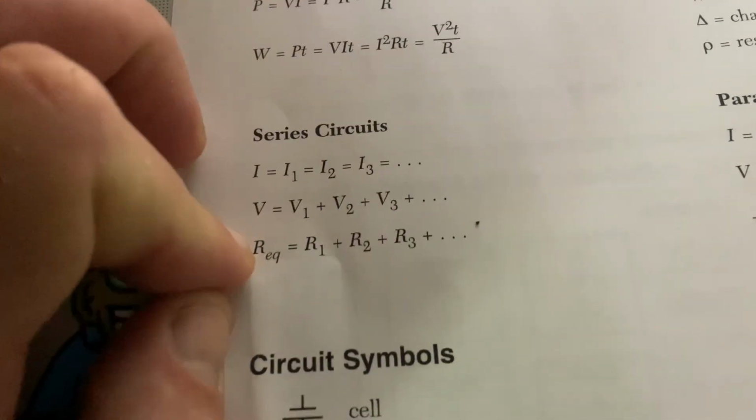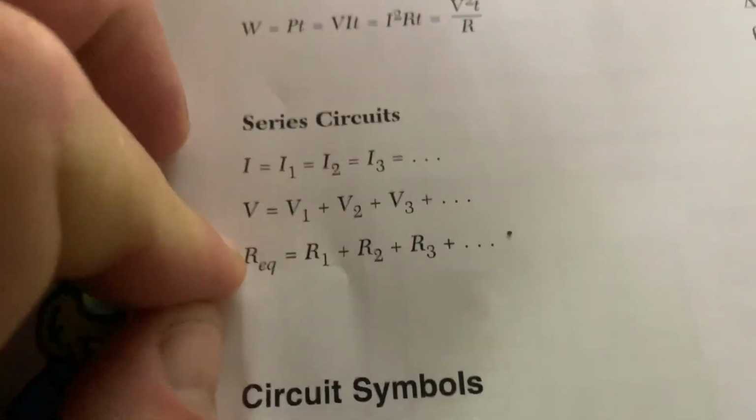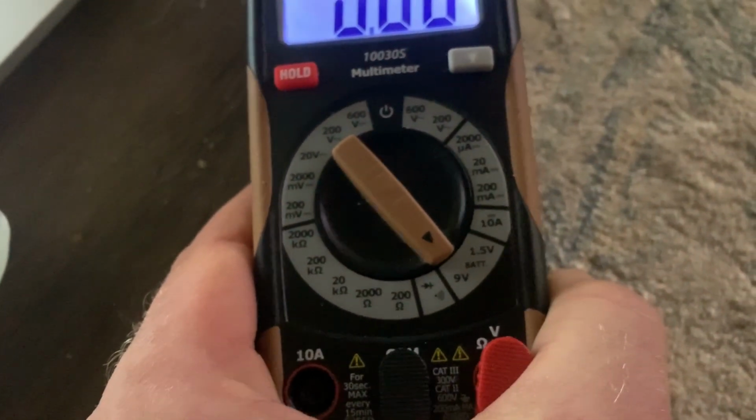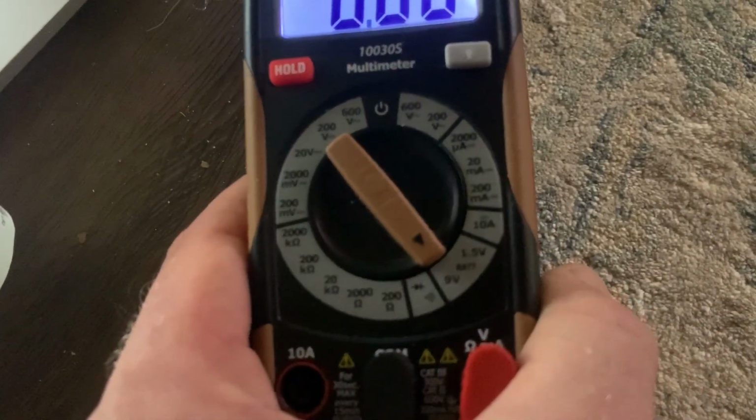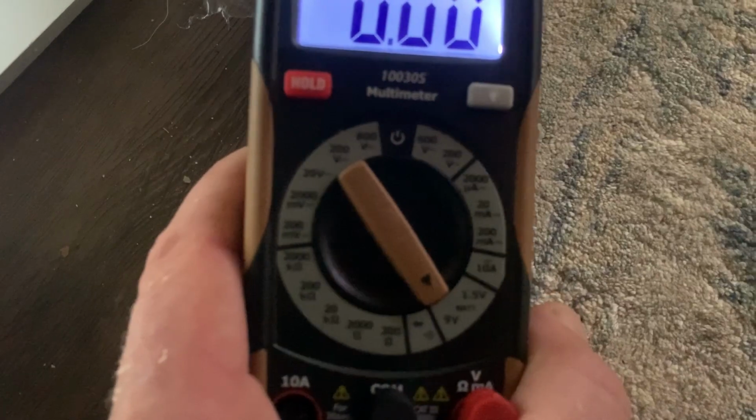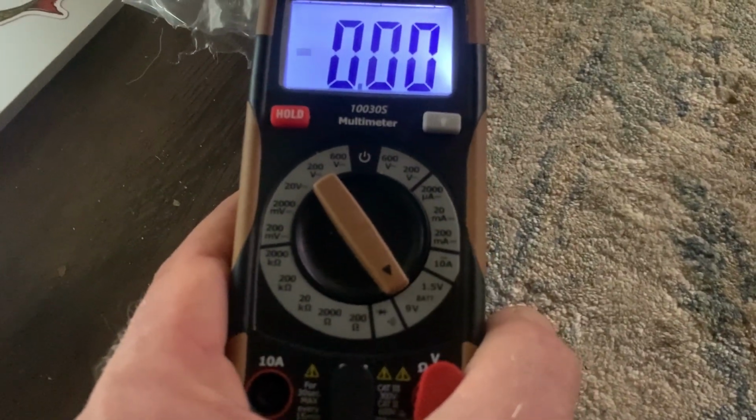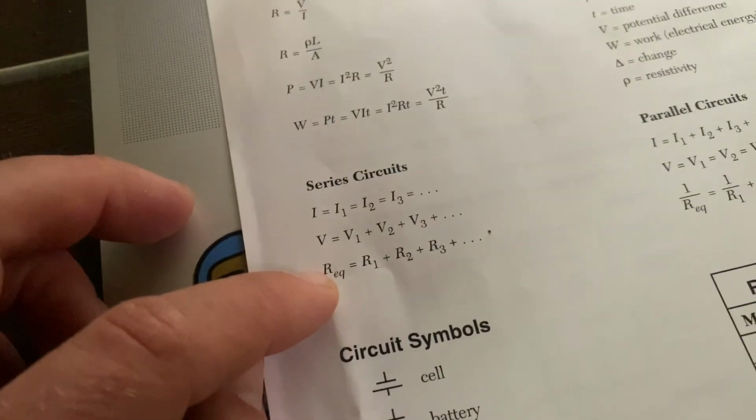Resistance is generally something you calculate. I do have a resistance setting here in ohms, which I could plug in, but it's generally better to measure voltage and amps and calculate resistance, okay?